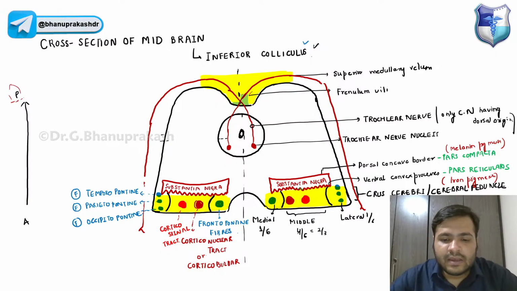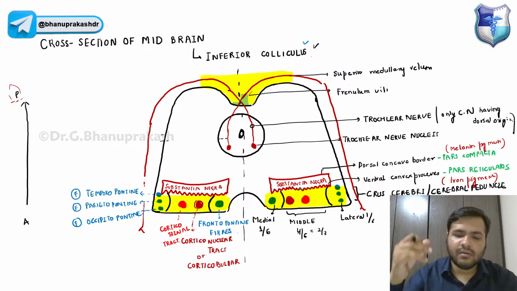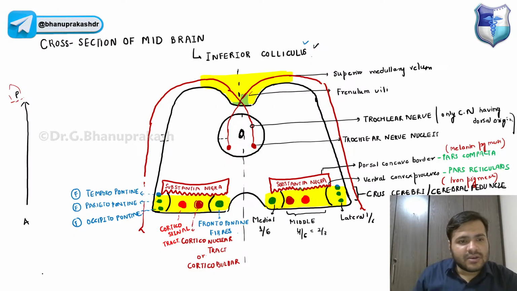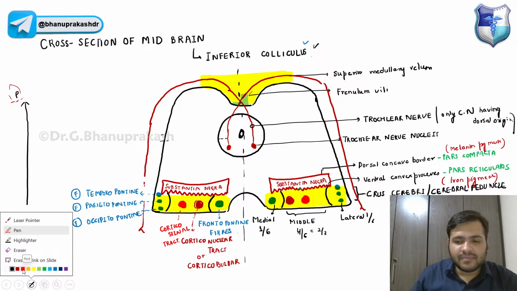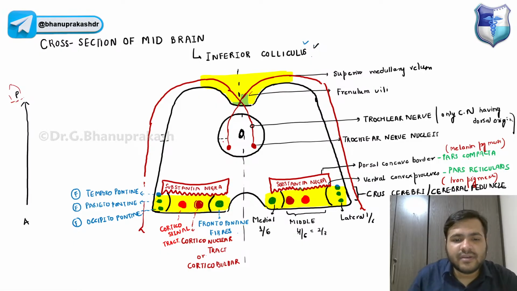Now, then laterally, guys, we have another nucleus. We have another nucleus which you can see laterally, and this nucleus is called the mesencephalic nucleus of the trigeminal nerve, right? So yes, it is present on the lateral side. Let me just try to show you. Yes, over here.